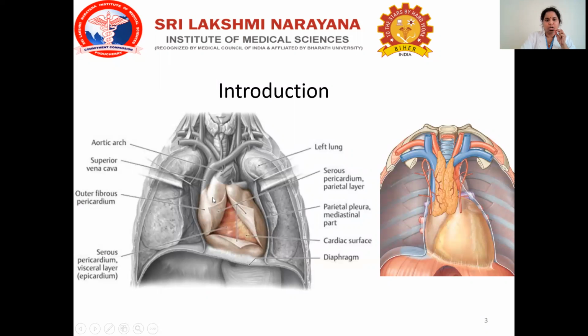The heart is a hollow muscular organ, cone-like in shape, which is present in the middle mediastinum. The middle mediastinum is a space present between the left and the right lungs. The heart is enclosed in a covering called the pericardium.